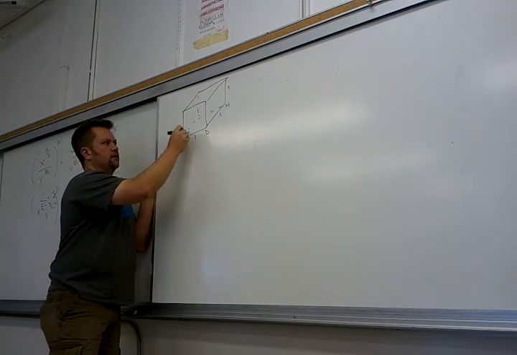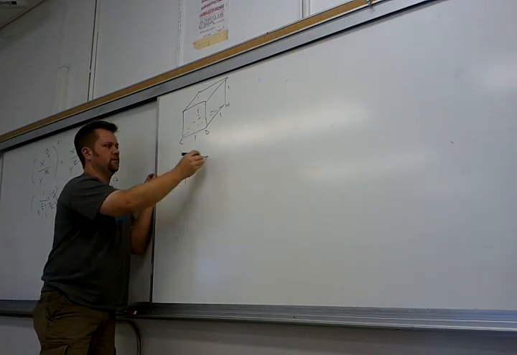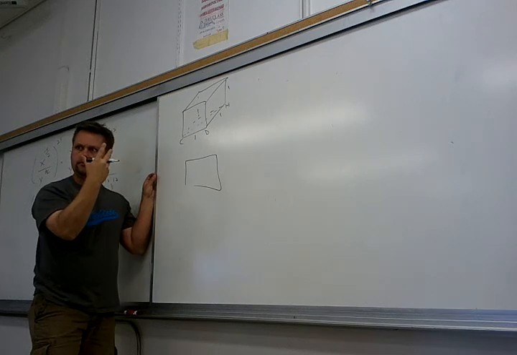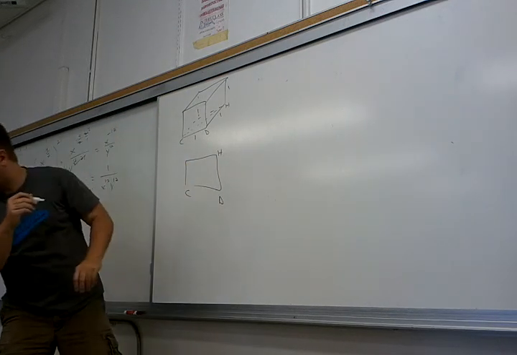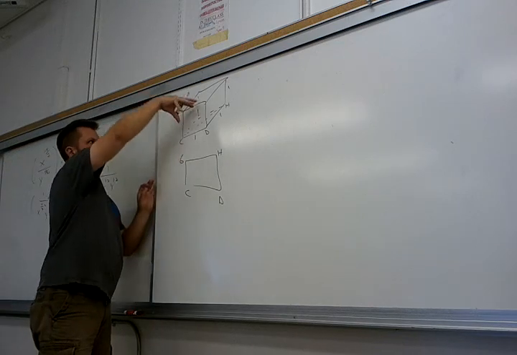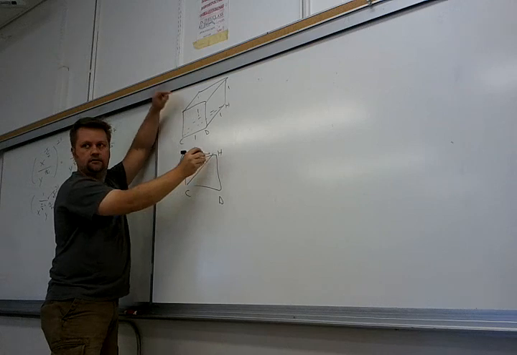So they want me to find the length of this diagonal here from C to H. If I just look at the bottom, if I pick this cube up and look at the bottom, wouldn't it look like this? C, D, H, and G. There it is. And they want me to find this.